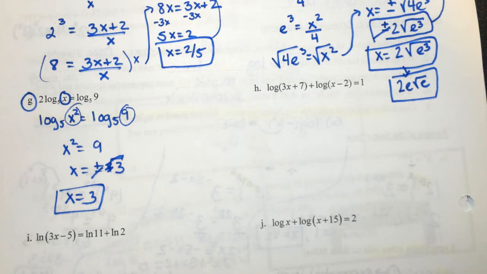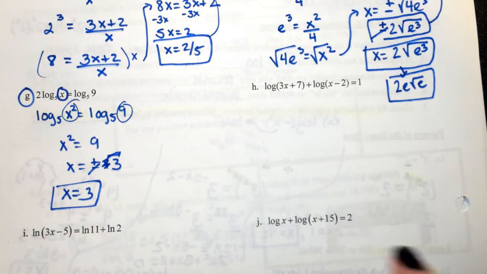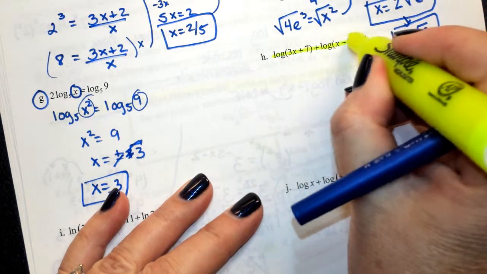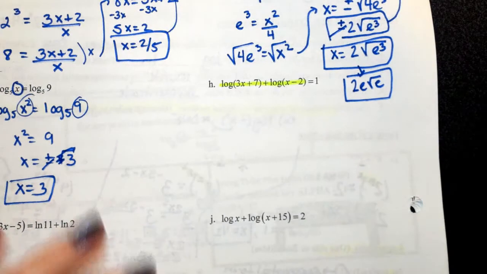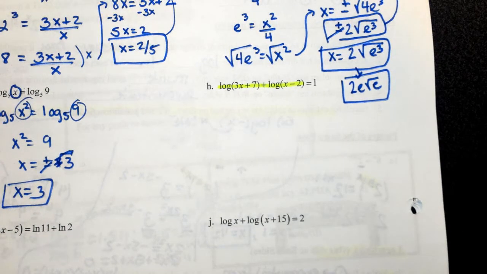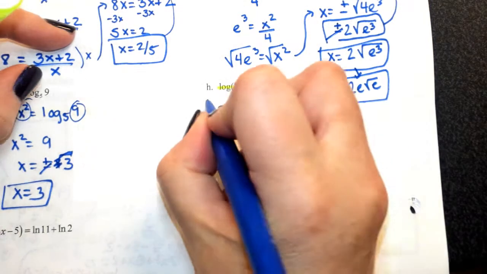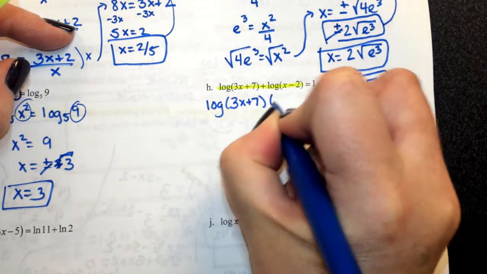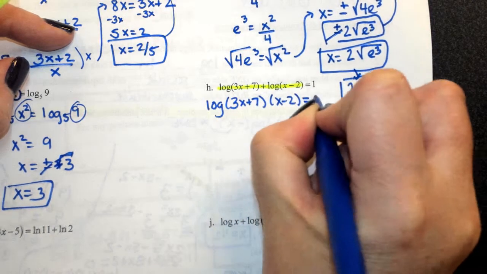So now look at H. I have 2 logs on the left. How can I condense these 2 logs that are separated by addition sign? I can bring them together through what operation? Multiplication. So I can rewrite this as log of (3x plus 7) times (x minus 2) is equal to 1.